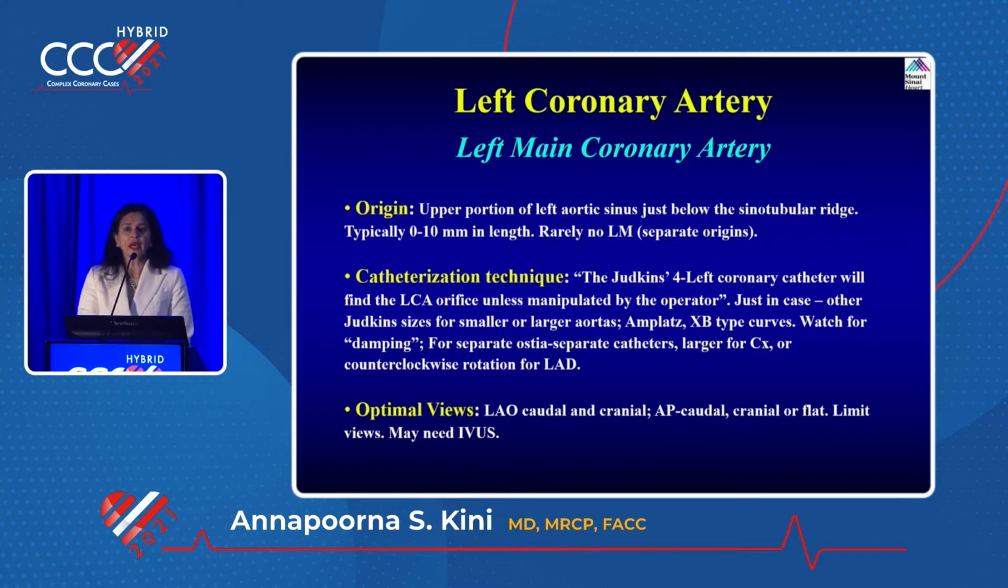Judkins is a very common catheter for the left, everybody knows, and other important catheters, you know, Amplatz, XB, all these catheters are there. So if it's a separate origin, and that's what I meant, the circumflex is always down, out, a larger catheter. Remember that. And counterclockwise for the LAD, clockwise for the circumflex.